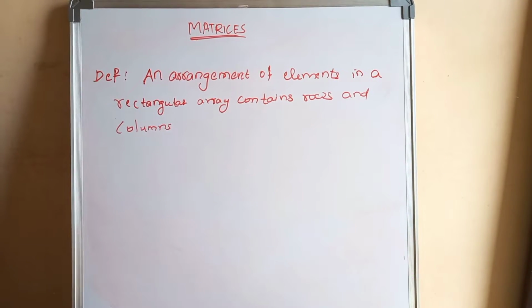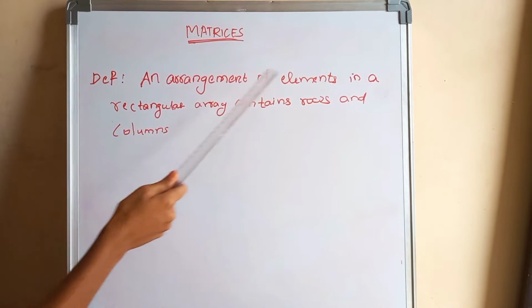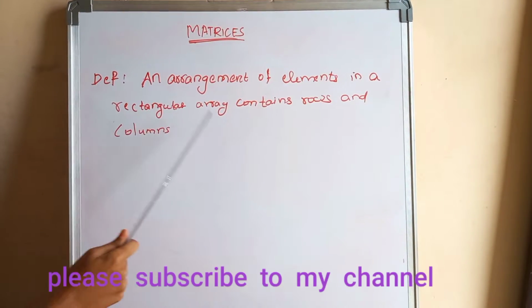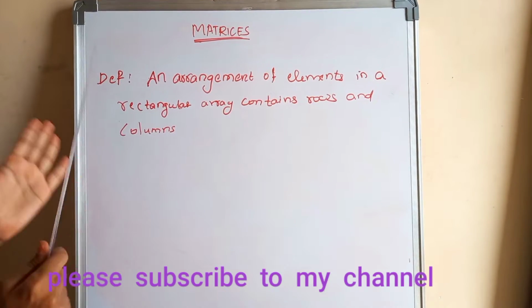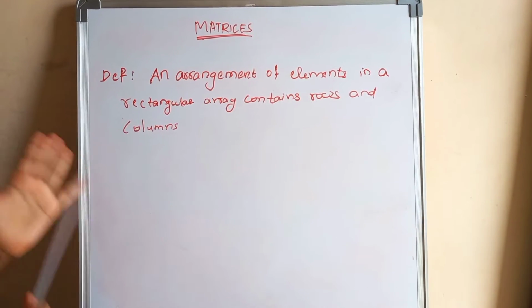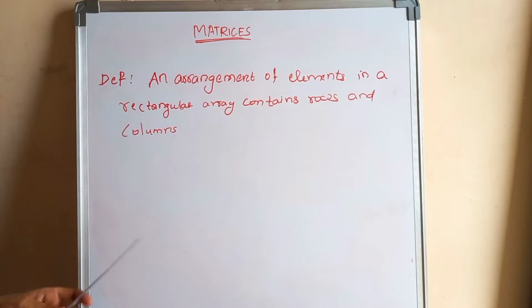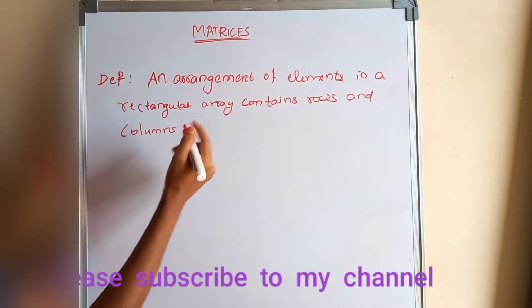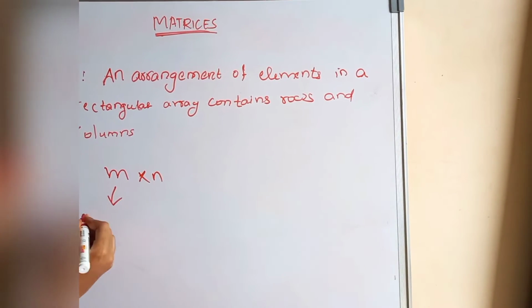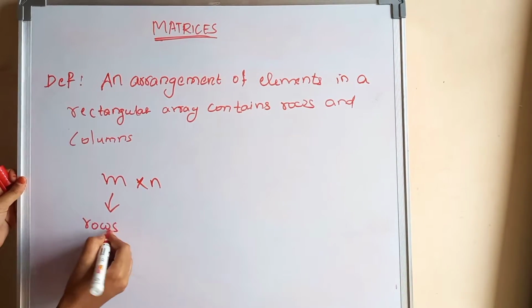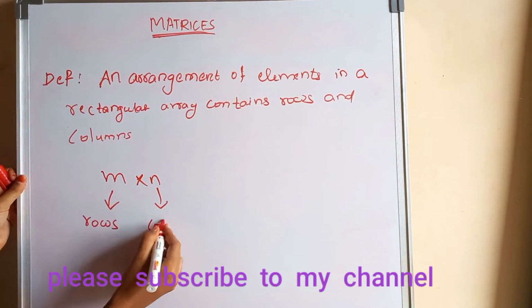Today's topic is matrices. An arrangement of elements in a rectangular array contains rows and columns. అంటే ఏంటి ఒక matrices లో ఎలిమెంట్స్ అనేవి rows and columns వైజ్ గా ఉంటాయి. Where m by n matrices. M represents rows, n represents columns.